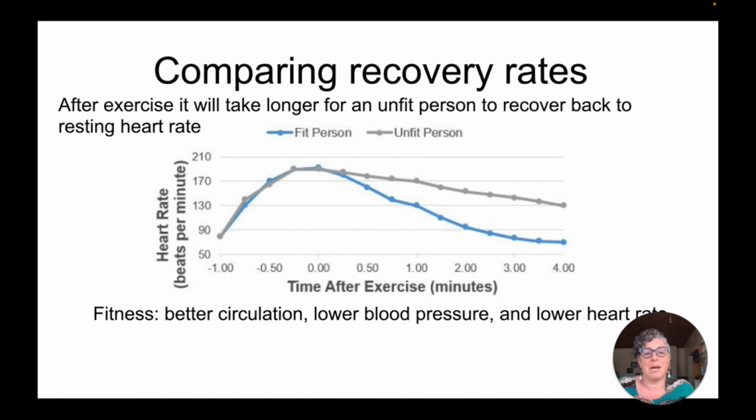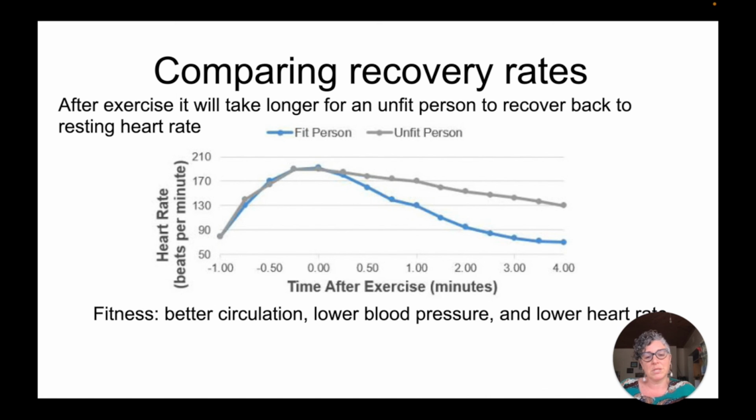So what do we mean by fitness? Fitness means that this person has better circulation in their body. Their heart is able to work slower and still do the same amount of work because it is able to push more blood at any one given time. Their blood pressure is lower and their heart rate also is lower.